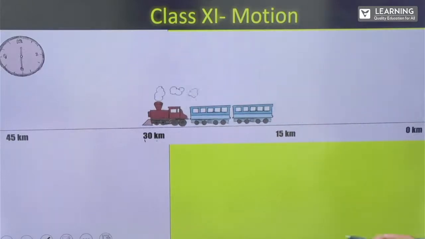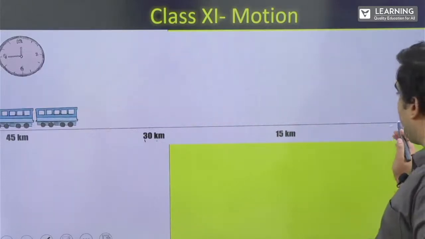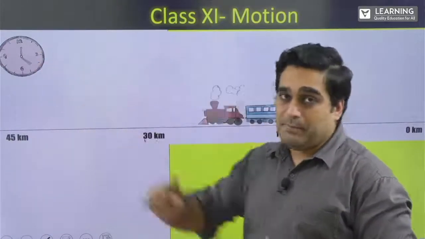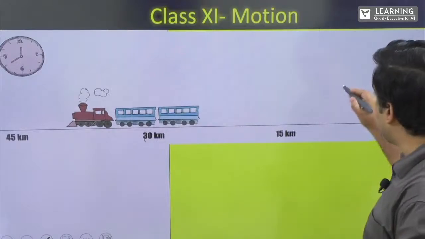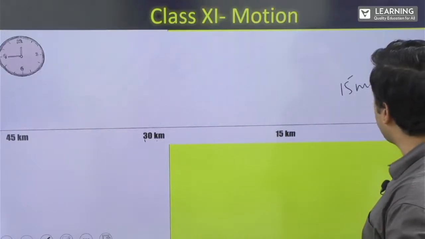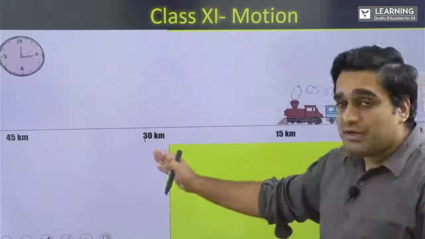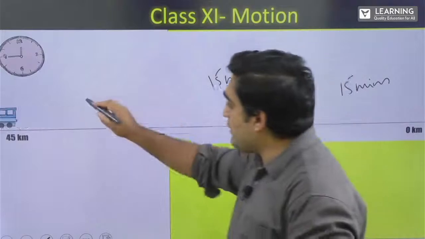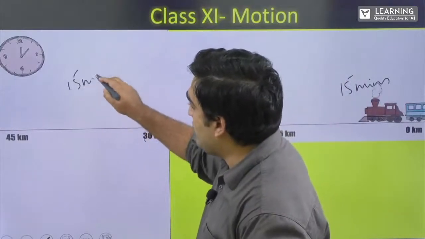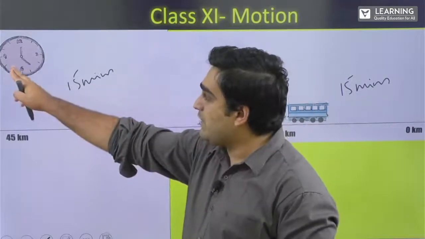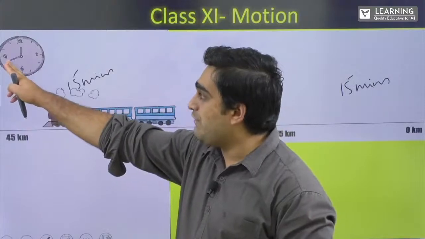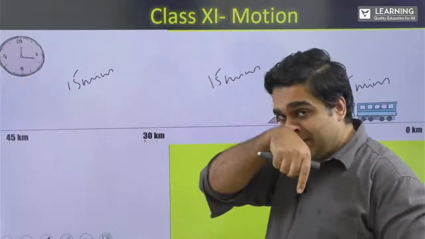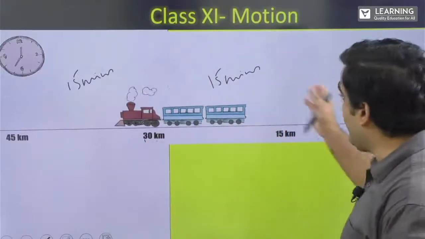All right, so what you notice here is for every 15 kilometers, it takes 15 minutes. First 15 kilometers, it takes 15 minutes. For the next 15 kilometers, it takes again 15 minutes. And for the next 15 kilometers, again, it takes 15 minutes. And that is why the total time taken will be 45 minutes. Starts from 12 and ends at 9. So total time taken will be 45 minutes.